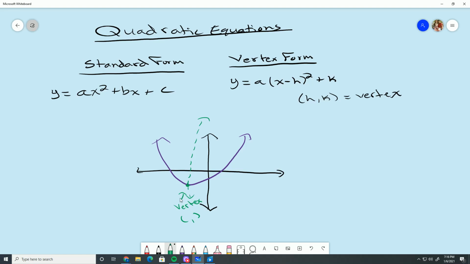But it turns out that if you draw a line straight through the vertex, it actually cuts the parabola perfectly in half. And again, I realize on this particular example, my parabola is not perfectly symmetrical, but you just kind of have to work with me and realize that it's supposed to be symmetrical. So if you draw a line straight through the vertex, and again we usually show it as dotted, there's a word for it, and it's called our axis of symmetry.